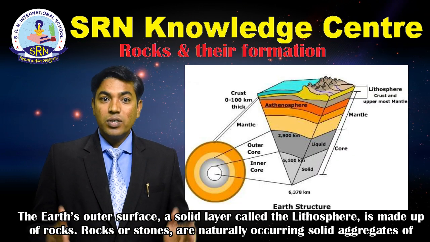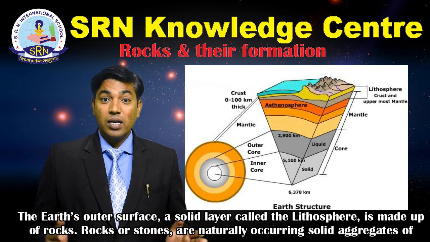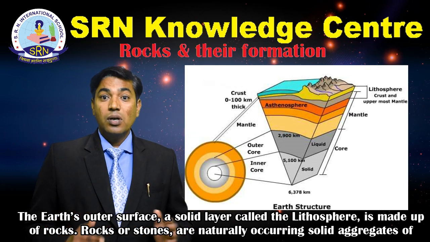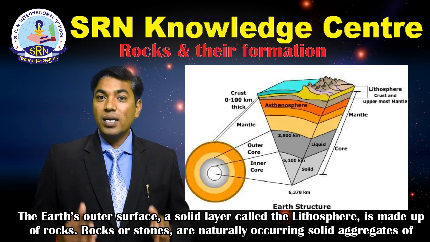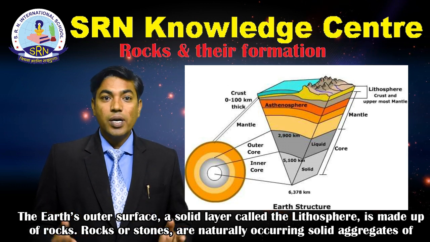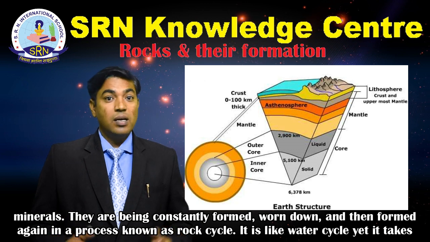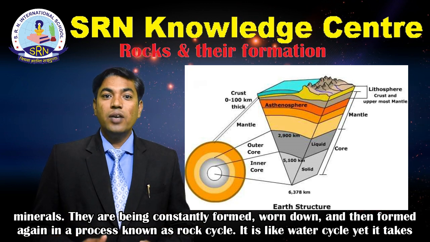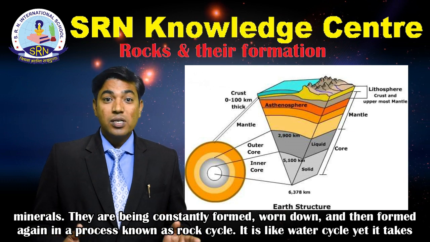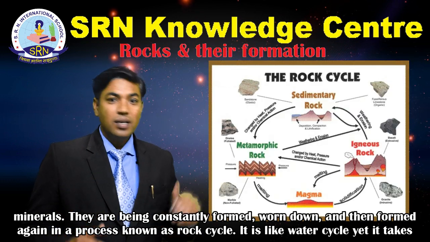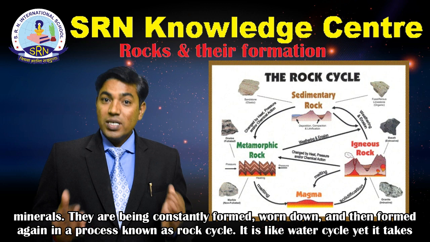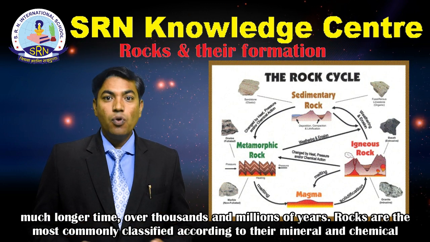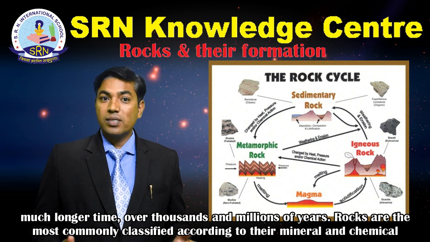The Earth's outer surface, a solid layer called the lithosphere, is made up of rocks. Rocks or stones are naturally occurring solid aggregates of minerals. They are being constantly formed, worn down and then formed again in a process known as the rock cycle. It is like the water cycle, yet it takes a much longer time, over thousands and millions of years.